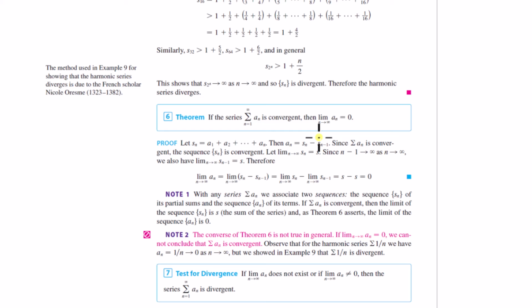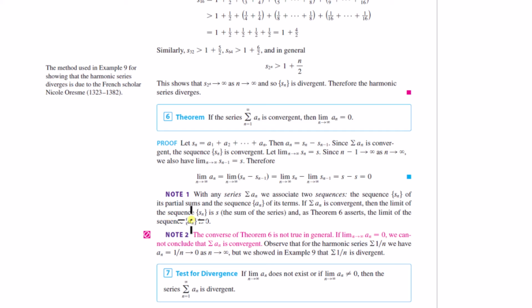It's still convergent, but it converges to 1. So that checks out with this theorem. The corresponding sequence, the sequence that corresponds to the series, needs to also converge, and furthermore, it must converge to 0. Okay, with any series, we associate two sequences: the sequence S sub n of its partial sums, and the sequence A sub n of its terms.